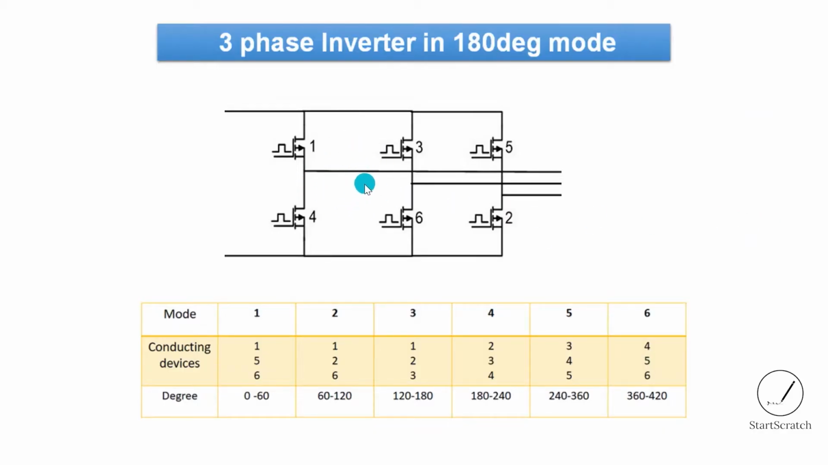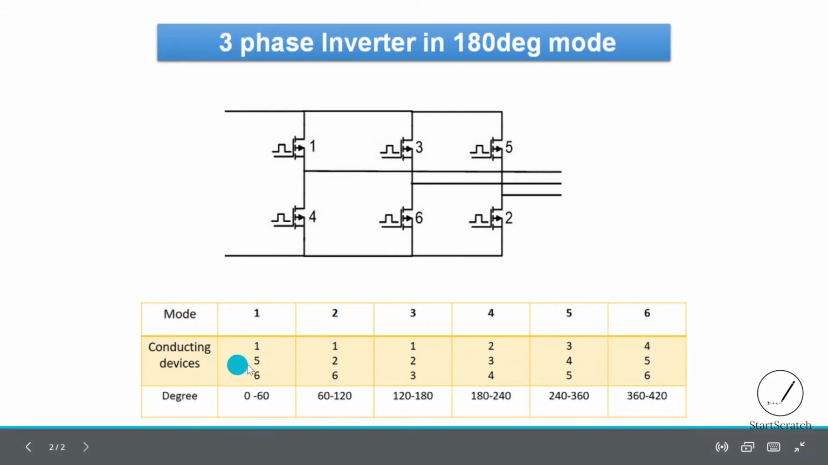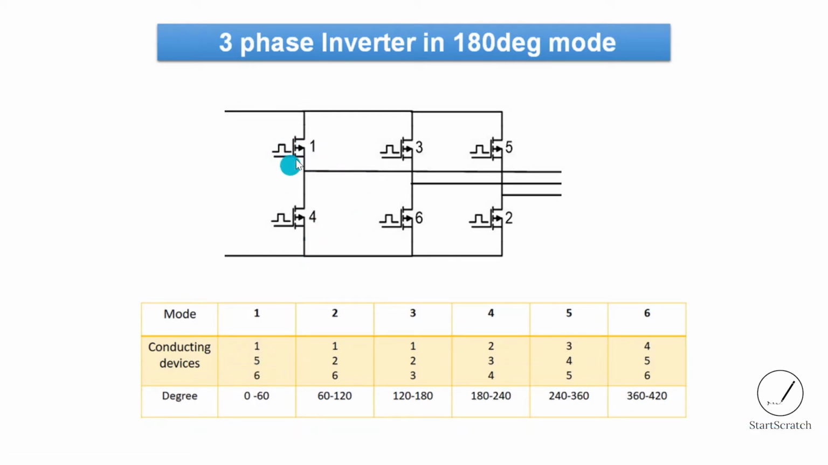This is the circuit diagram for a three-phase inverter which is operating in 180-degree mode of operation. At the input side we will connect a DC voltage source, and at the output side we will be connecting a three-phase load. This inverter operates in 6 different modes. During each mode, 3 switches will be conducting, and each of these switches will conduct for 180 degrees. That is why the name of this inverter is 180-degree mode inverter.